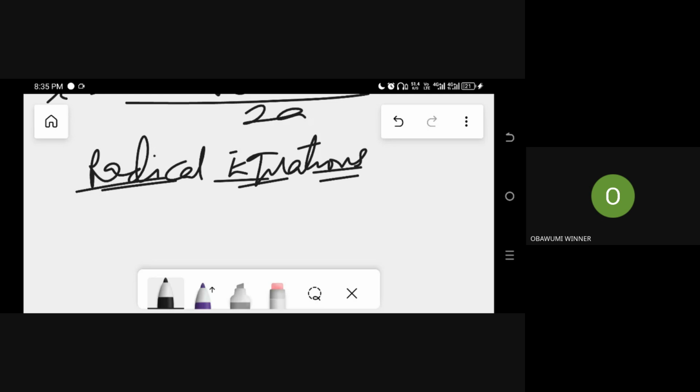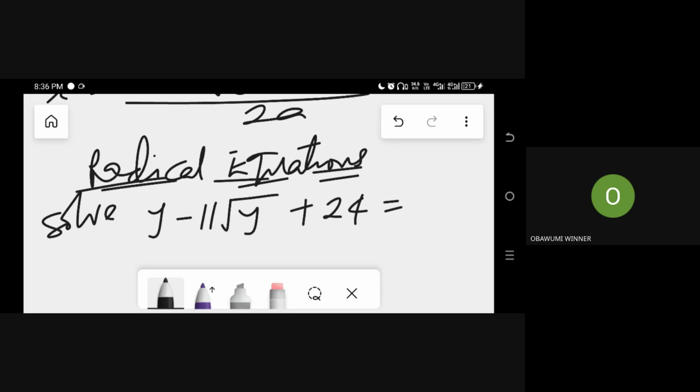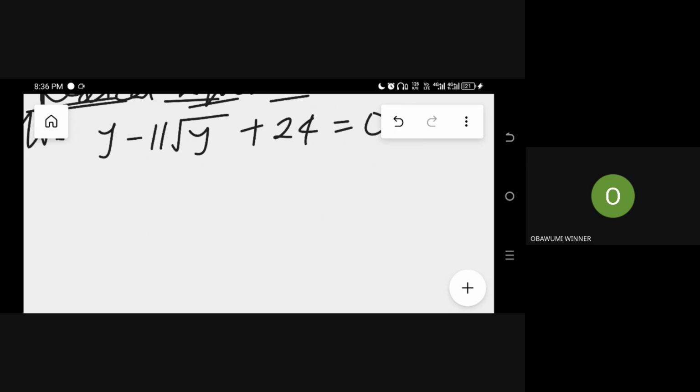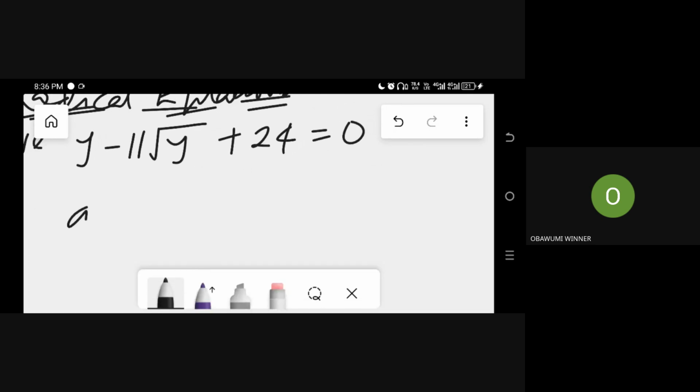If you're told to solve the equation, let's say y minus 11 root y plus 24 is equals to 0. So now this is the equation y minus 11 root y plus 24 is equals to 0. So normally the general form of a quadratic equation has to look this way: ax to the power of 2 plus bx plus c equals to 0.